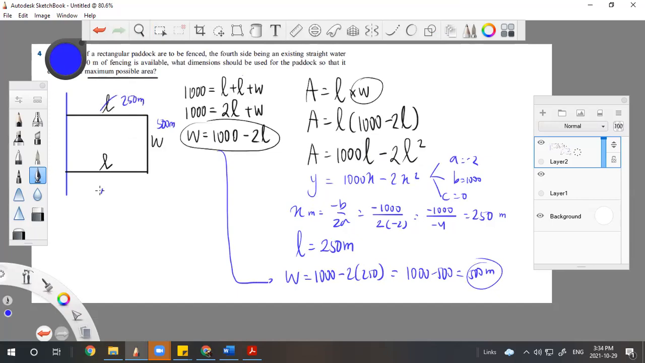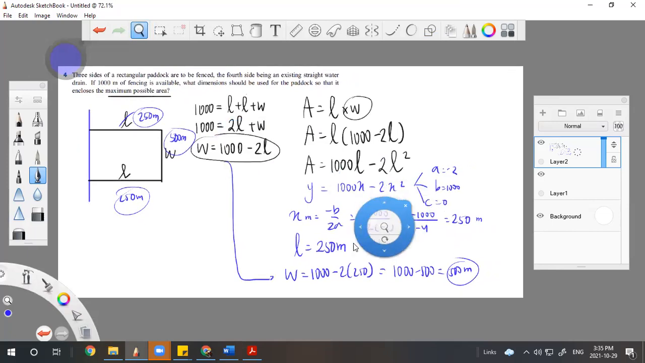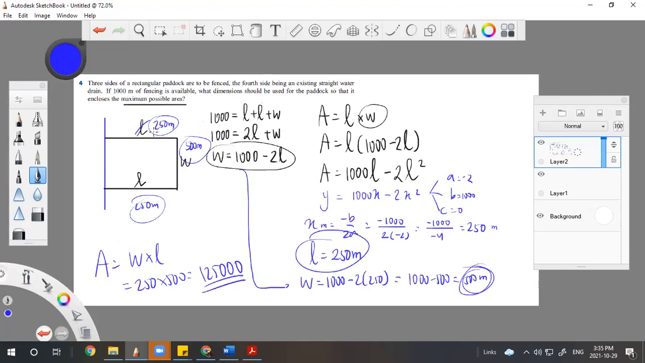The total is 1,000 also, right? 250 plus 250 is 500, 500 plus 500 is 1,000. So 1,000 meters of fencing is used. Is the question asking you for the area? No, just the dimension. If you want to go further, what's the area? Width times length: 250 times 500, which is 125,000 square meters, if you are asked. But the question is only asking you for the dimension. That's it. This is the only answer.